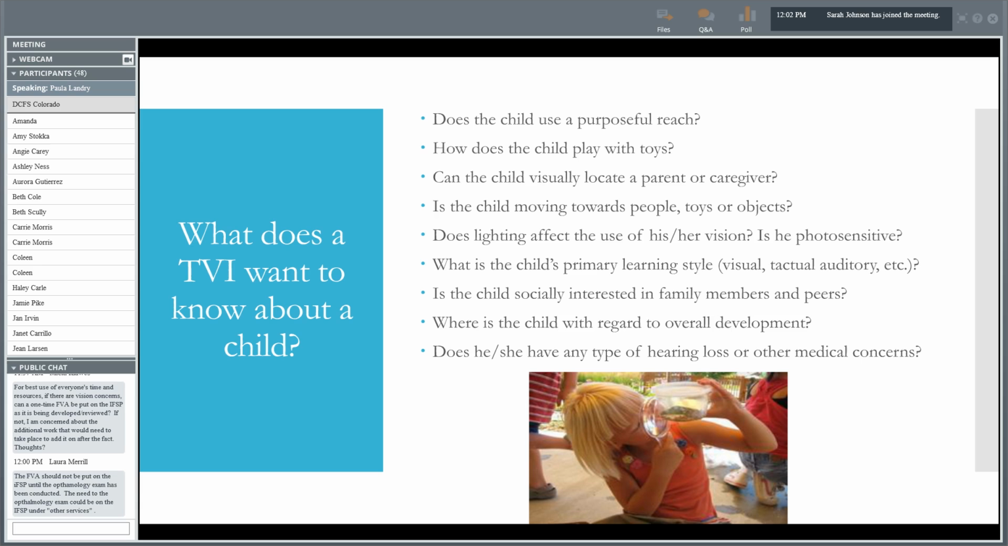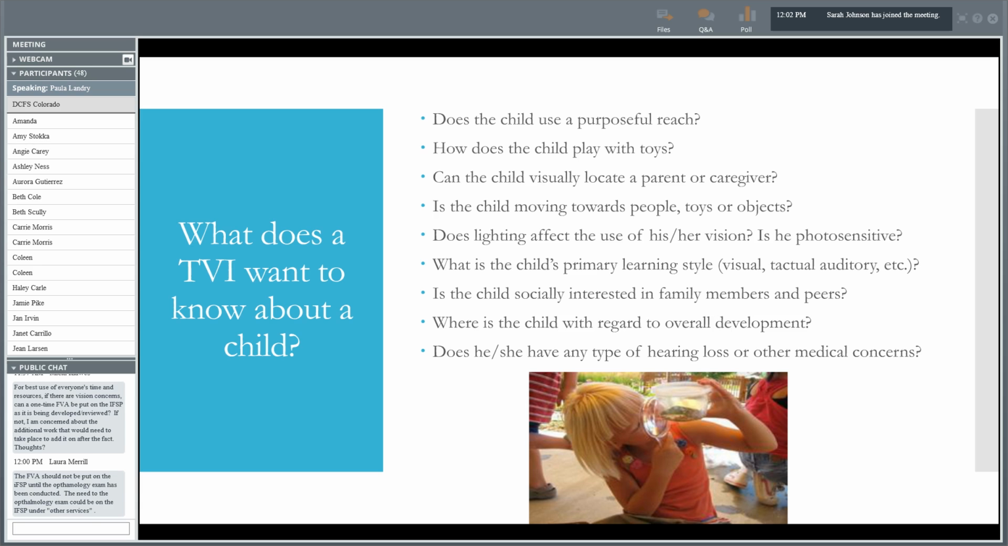And what's their strength, and how can we present things to that strength to encourage them to keep learning and developing? Social interest: do they turn to their name? Do they turn to find their mom or their dad or a family member when they're speaking? Are they aware of their environment and other people in it and other sounds? And then just overall development.